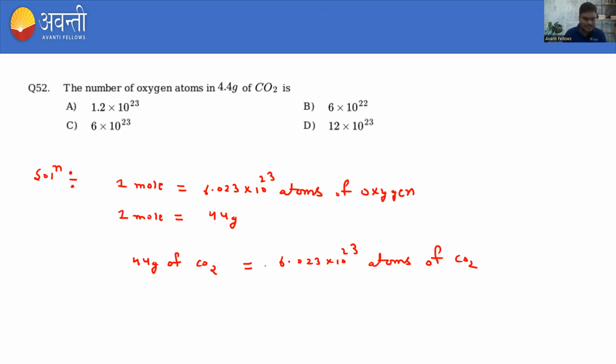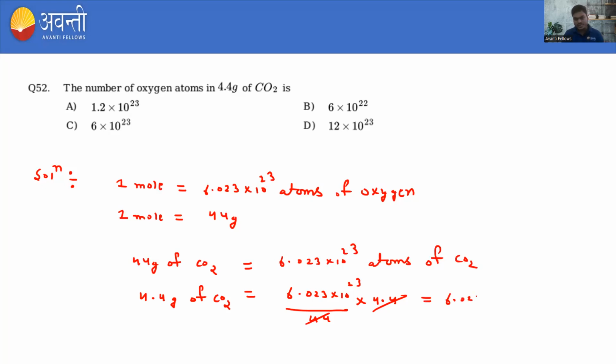Yes, we know that 44 gram of CO2 contains this much. So simply using the unitary method, we can say that 4.4 gram of CO2 contains 6.023 into 10 raised to the power 23 divided by 44 into 4.4. This is a very simple unitary method. If 44 gram contains this much, then 4.4 gram contains this much. On solving, this will cancel out, and 10 raised to the power 23 will become 10 raised to the power 22. So this is 6.023 into 10 raised to the power 22.